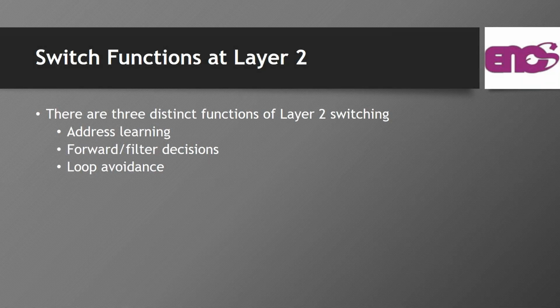So, switch functions. What are the functions of a switch? Remember, we're looking at introduction to routing and switching. We've looked at routing, now we're looking at switching. There are 3 major functions: address learning, filter and forward decisions, and loop avoidance. These are the 3 major functions that switches perform at layer 2.